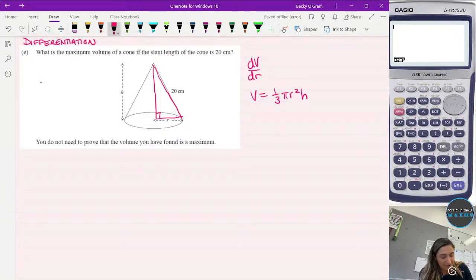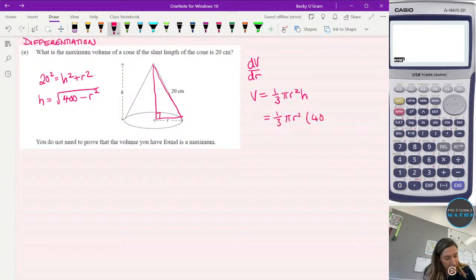So using the right-angled triangle we have there, we've got 20 squared equals h squared plus r squared. So we can rearrange to make h equal to, it would be 20 squared, which is 400. We'll take off the r squared, and then we square root it. So the volume is equal to 1/3 pi r squared times 400 minus r squared to the half. Okay, now if I want to differentiate that so that I can maximize it, we're differentiating with respect to r.